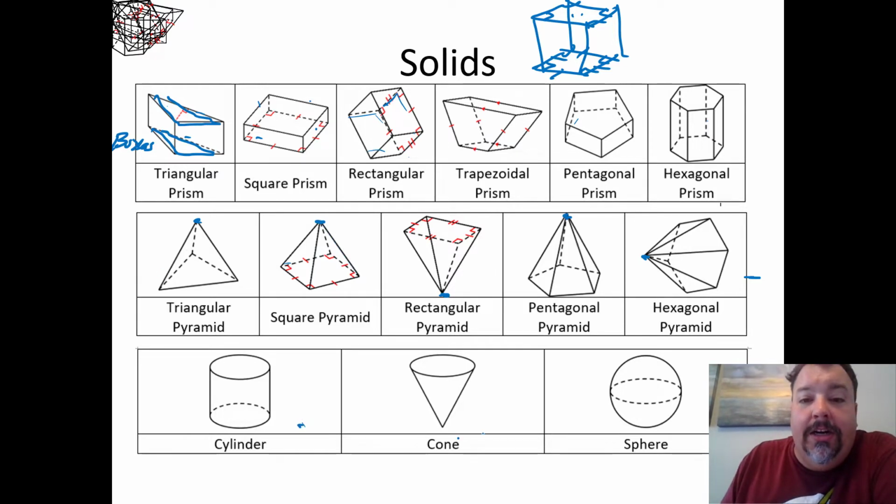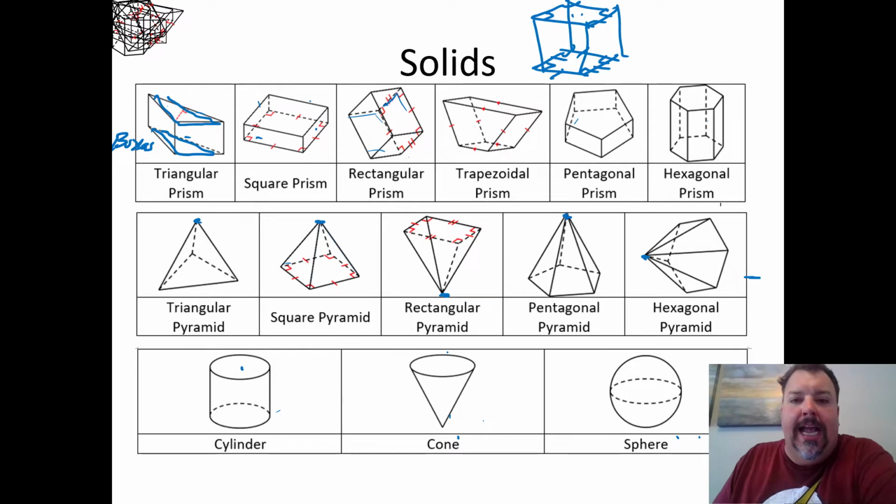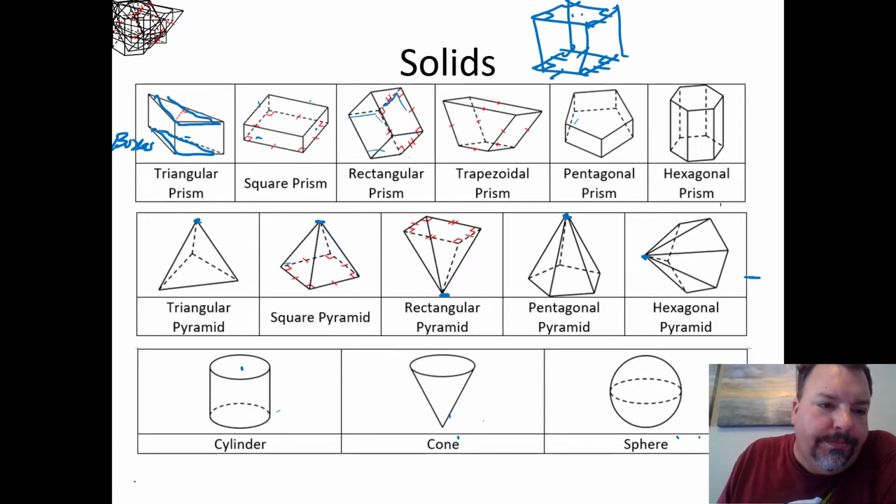And then these down here are the three special cases of cylinders, cones, and spheres. So basically a cylinder is kind of like a can. And the cylinder is similar to a prism where you have two circular bases on the top and the bottom. A cone is kind of like a pyramid where you have a circular base and then it comes together at an apex or at a point. And then a sphere kind of looks like a ball, but we're going to call it a sphere.